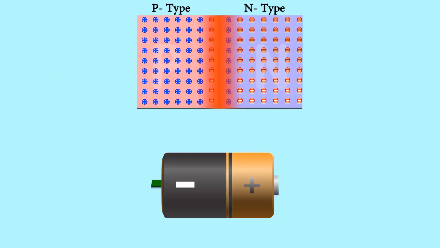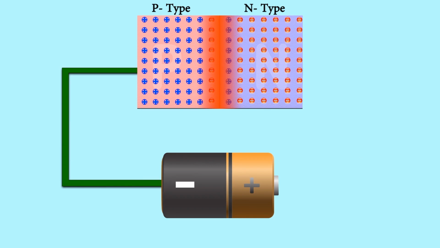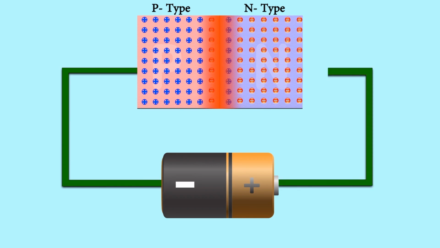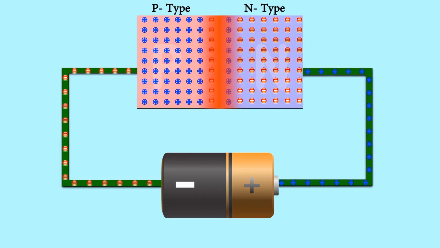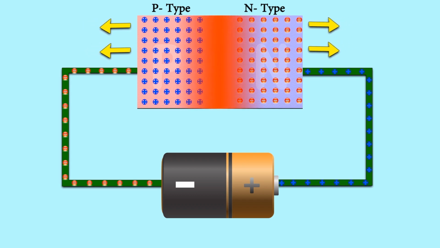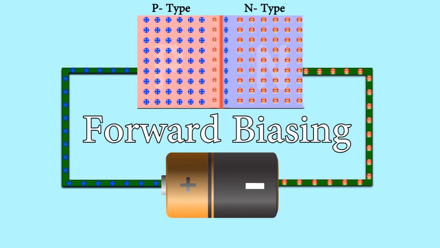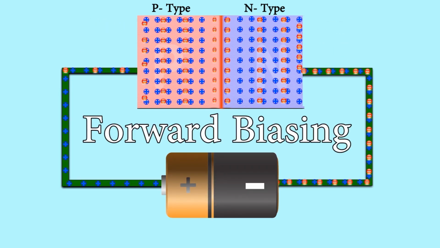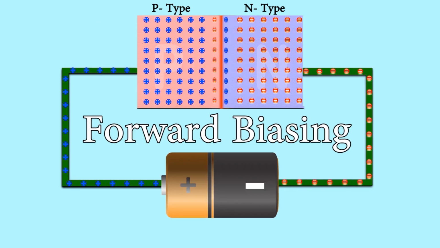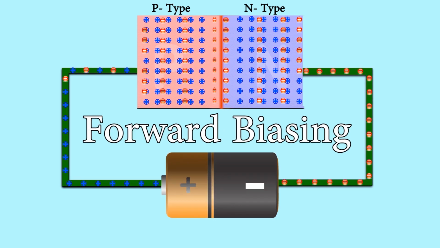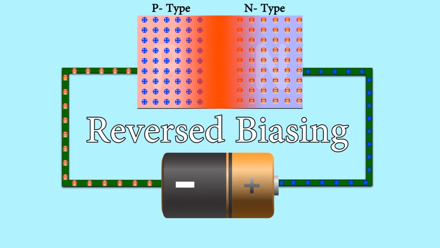When the negative terminal of the battery is connected to the P-type semiconductor and the positive terminal is connected to the N-type semiconductor, it is called reverse biasing of the diode. In this case, the opposite charges attract each other. So this causes the depletion layer to increase in size, so there is no conduction of electricity. Therefore, forward biasing conducts electricity, whereas reverse biasing prevents the flow of electricity. This is the main concept that you must understand in order to understand transistors.